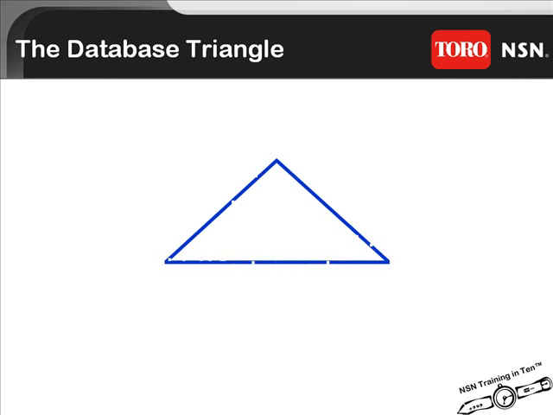Before we talk about the physical task of adding stations to the software, let's first discuss what we like to call the database triangle. Your Toro SitePro database is comprised of 3 separate and smaller databases that each contain very important information. The first of these is the control system.